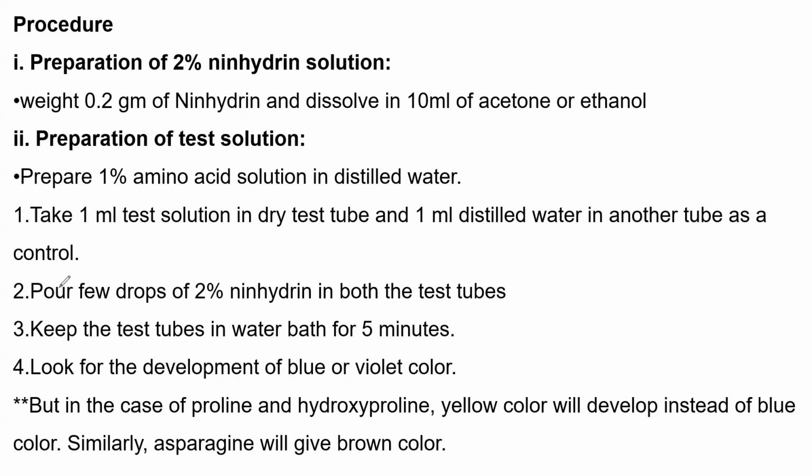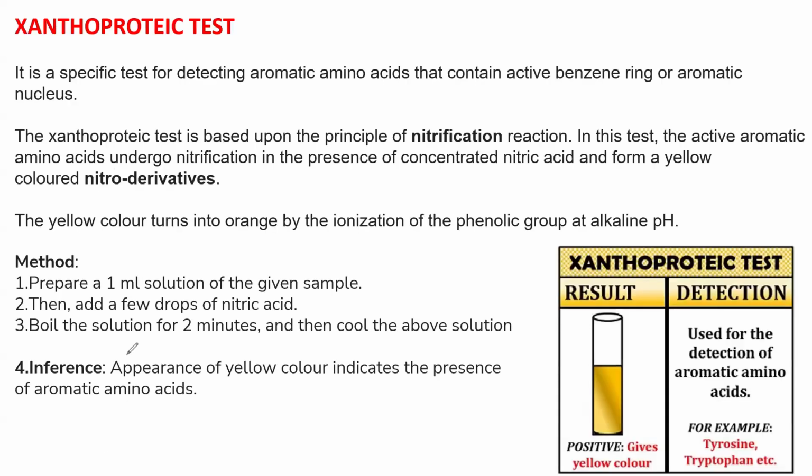Then you add a few drops of 2% ninhydrin to both test tubes, the one containing your amino acid solution and the control. You keep the test tubes in a water bath for 15 minutes, and then you look for the development of blue or violet color. But in the case of proline and hydroxyproline, a yellow color develops instead of blue or purple. Similarly, in the case of asparagine, it gives a brown color.